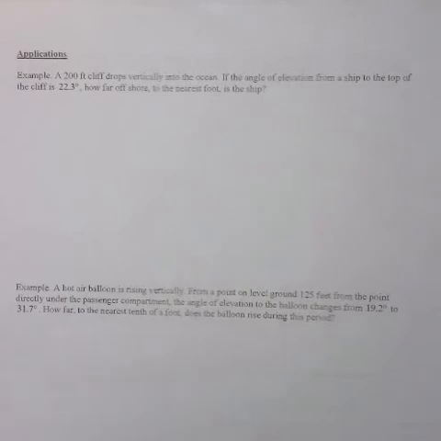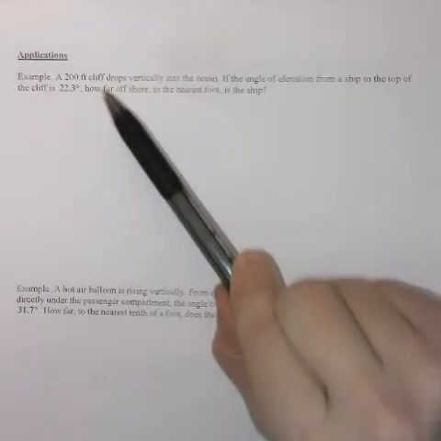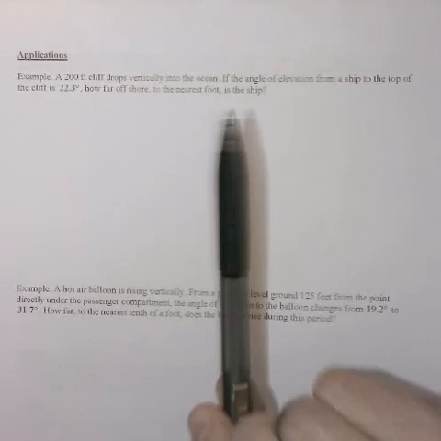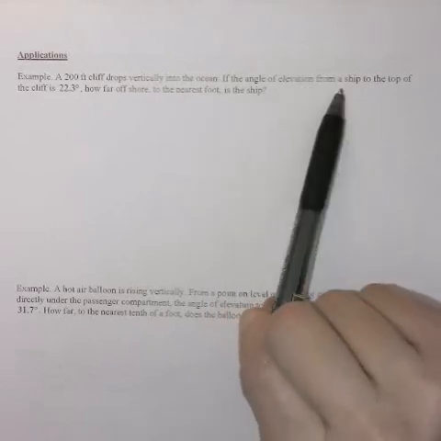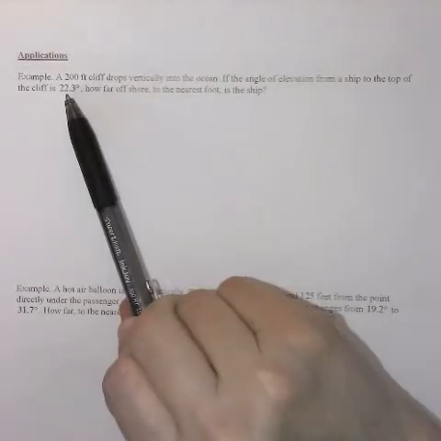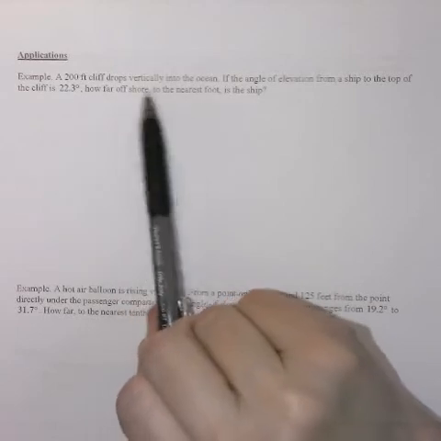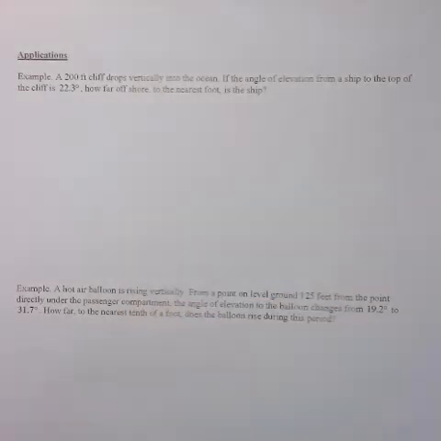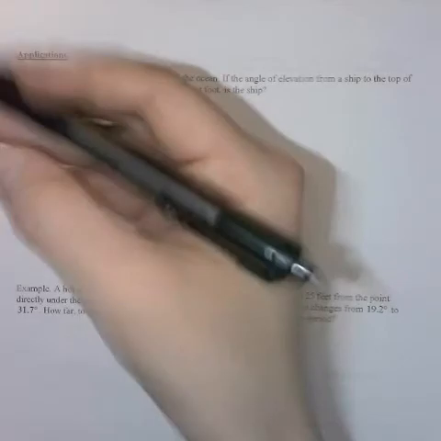So a 200-foot cliff drops vertically into the ocean. If the angle of elevation from a ship to the top of the cliff is 22.3 degrees, how far offshore to the nearest foot is the ship? We've actually done an application similar to this before when I talked about angle of elevation and angle of depression. So this really isn't too new. I think most of you can already do this.